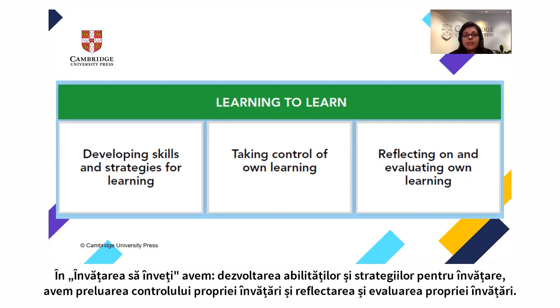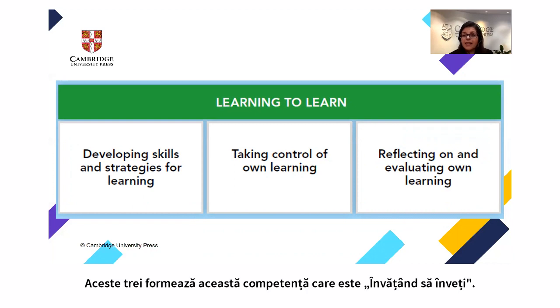So with learning to learn, we have developing skills and strategies for learning. We have taking control of own learning. And we have reflecting on and evaluating own learning. So these 3 things really make up the competency that is learning to learn.